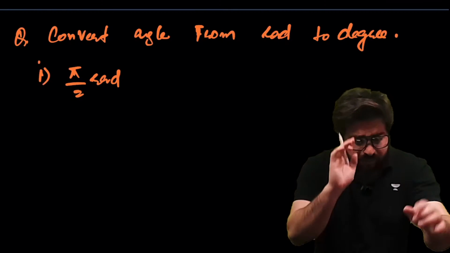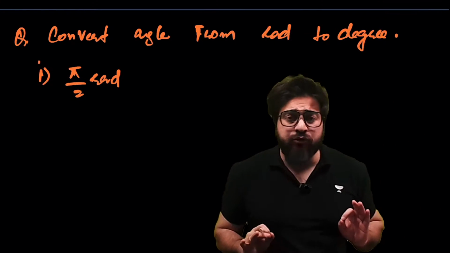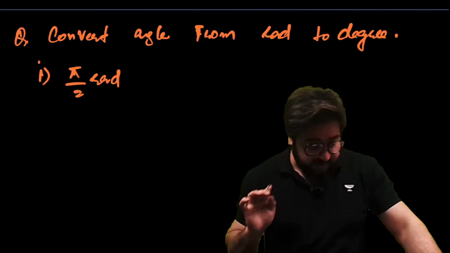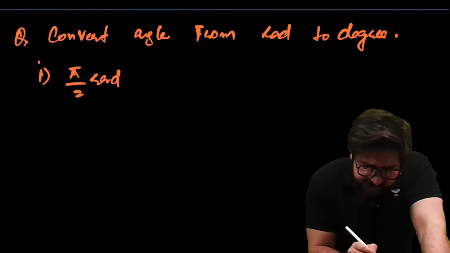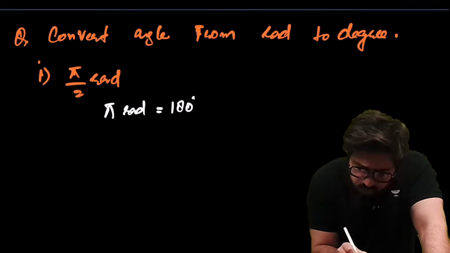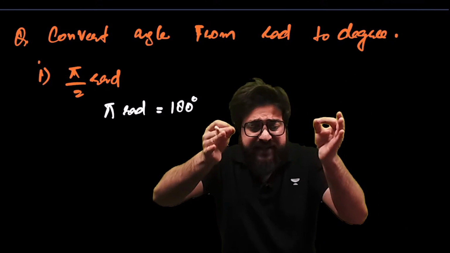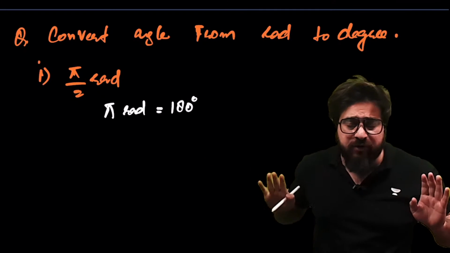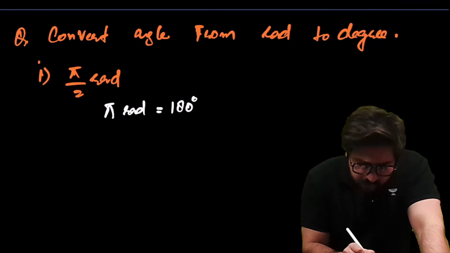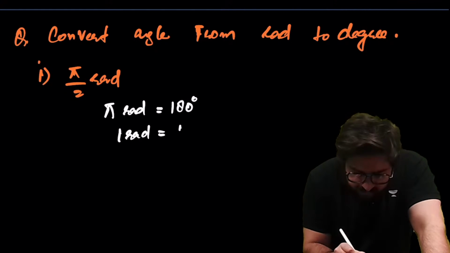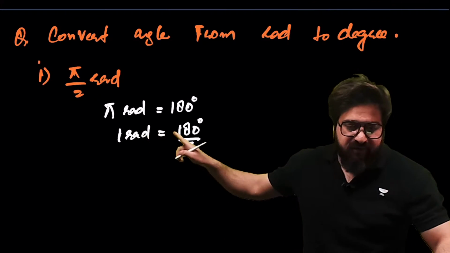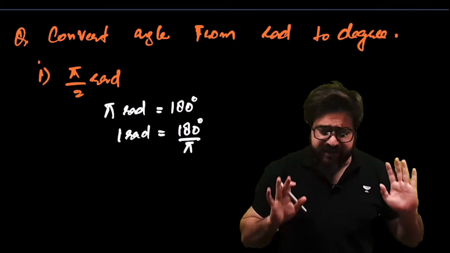Now, my dear friends, first I'll tell you the normal method, then we will go with the trick. What is the normal method? As pi radians is equal to 180 degrees, if you are covering an angle of pi radians, you're moving 180 degrees. So 1 radian will be simply 180 divided by pi, that is the unitary method.